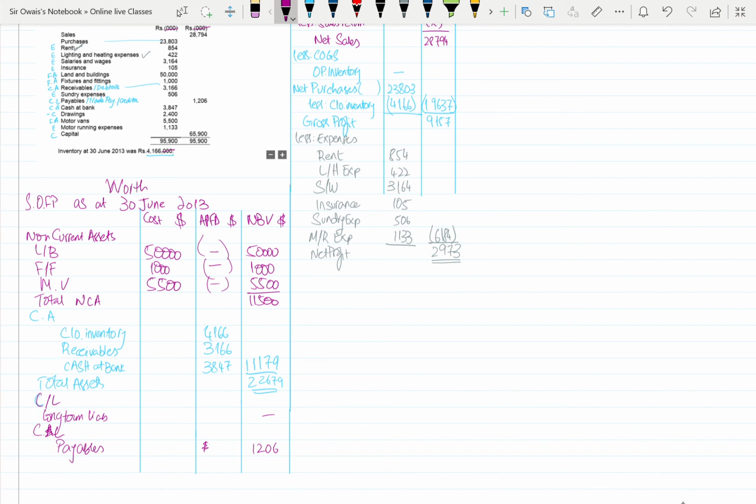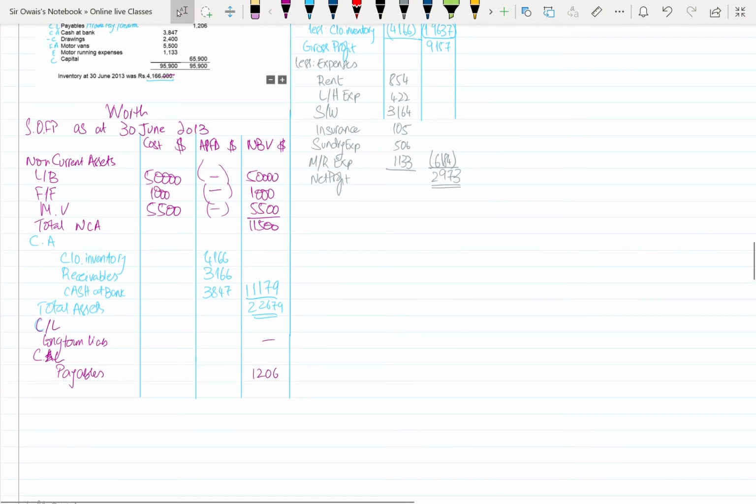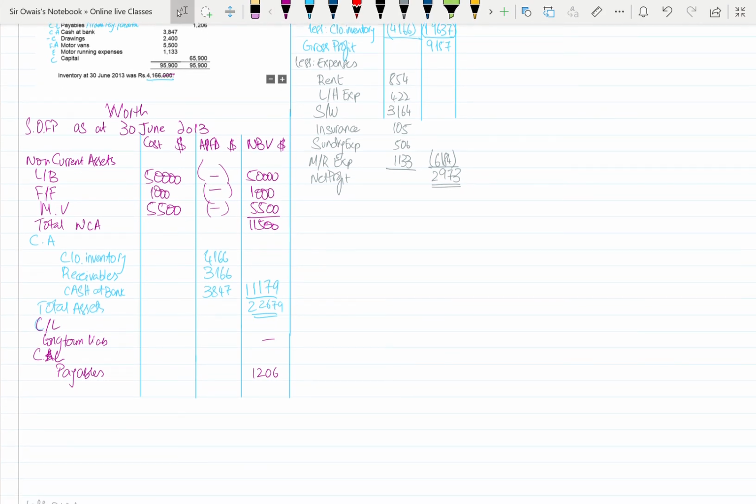If there were more than one current liability, I would have written them here and then the total would have gone in the last column. But in this question there was only one current liability, so I directly wrote the total in the last column, right? Okay, the current liabilities have been done, so now I would move towards the financed by.